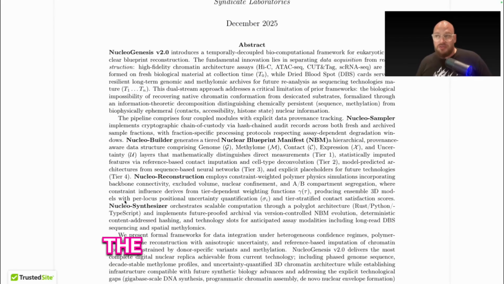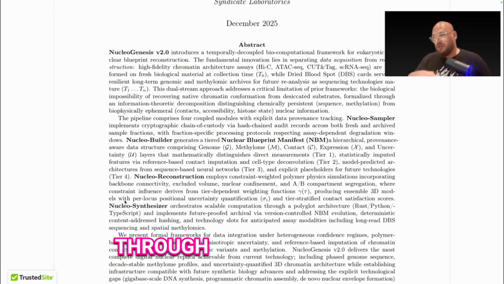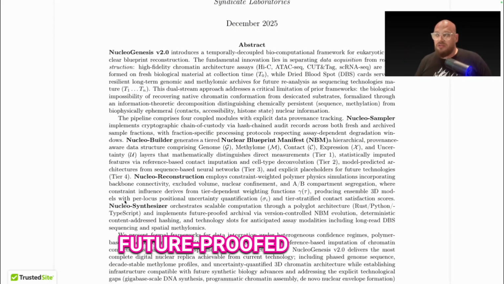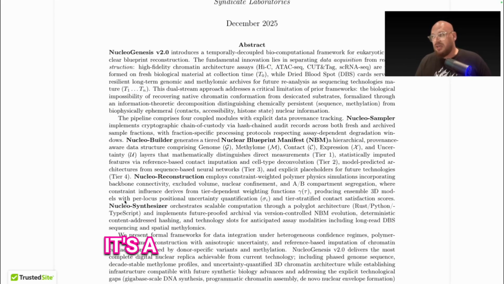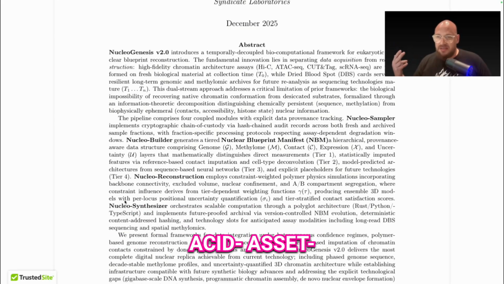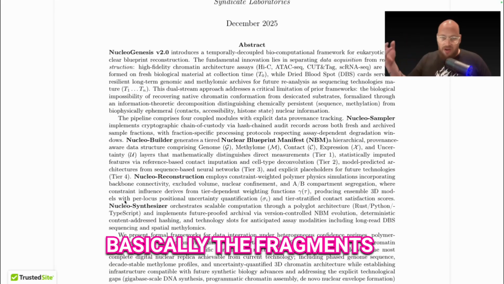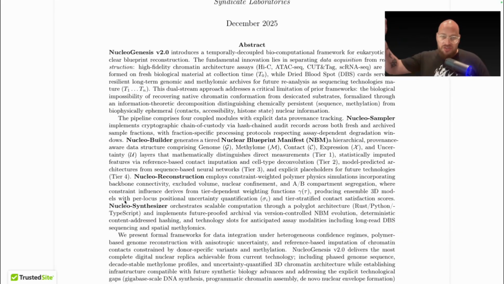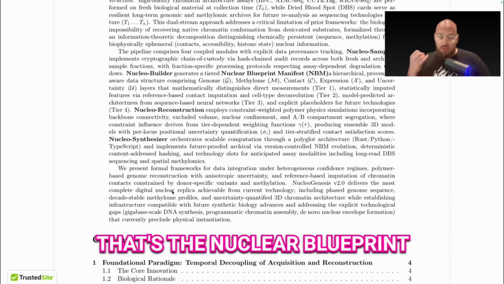Now, the last one is the nucleosynthesizer, and it orchestrates scalable computation through an architecture built on Rust, Python, and TypeScript, and it implements future-proofed archival via version-controlled nuclear blueprint manifest evolution. It's deterministic content addressed hashing and technology slots for anticipated assay modalities, including long read, dried blood spot sequencing, and partial methylomics. Basically the fragments of the information that you receive as it matures in the future, you can add to the file. That's the nuclear blueprint manifest, or the NBM.